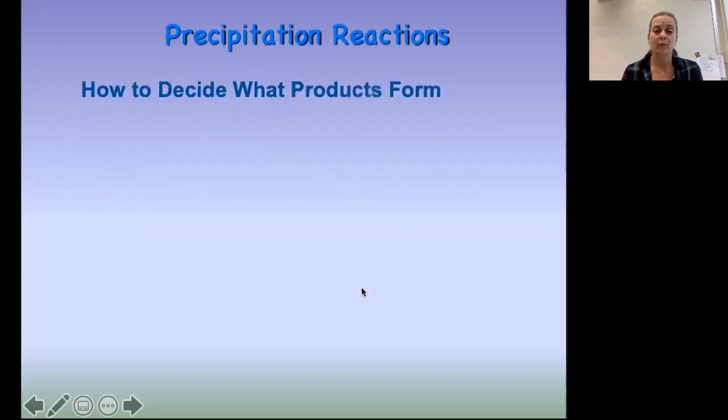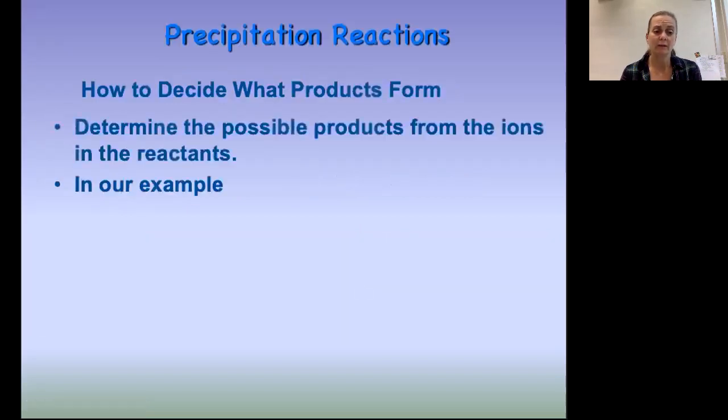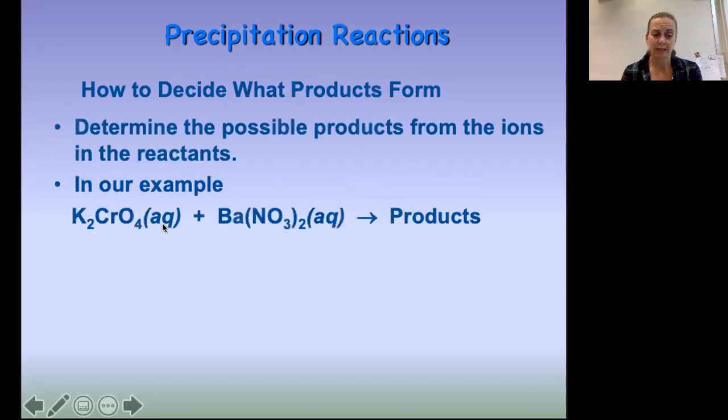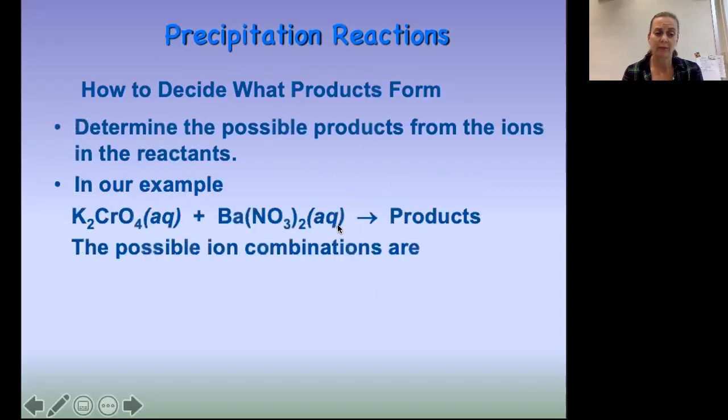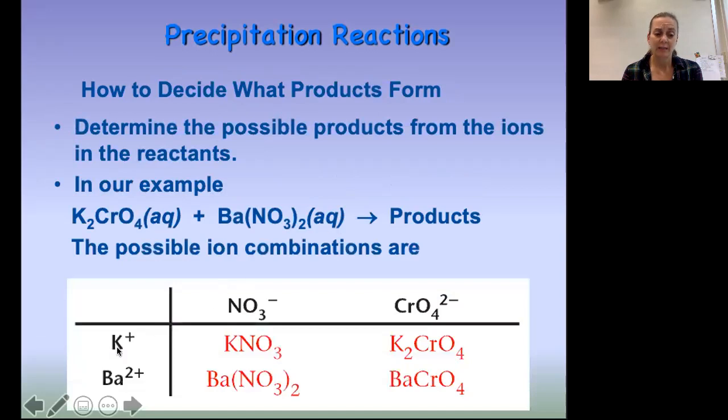Now, how do we decide what our products are going to be? Well, in our example, we had potassium chromate and barium nitrate, which means that we have potassium ions and barium ions. If the potassium combines with the nitrate, we have potassium nitrate. If the potassium combines with chromate, we have potassium chromate. Barium can combine with nitrate, give us barium nitrate, or it can combine with chromate and give us barium chromate.